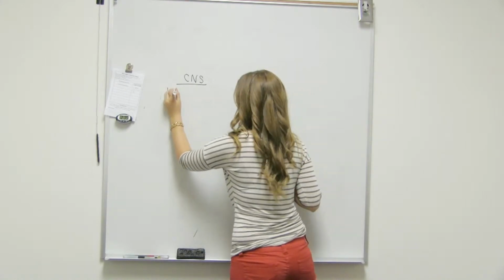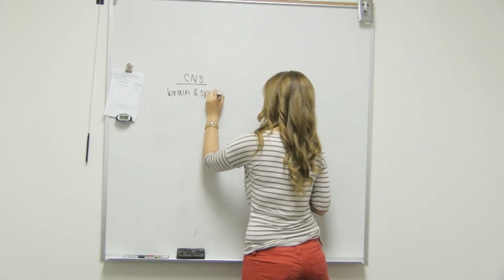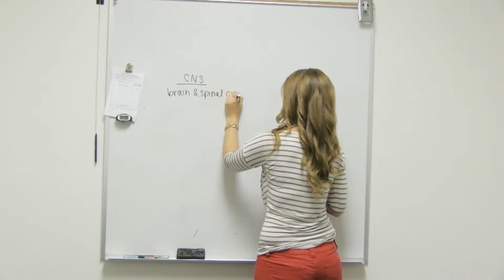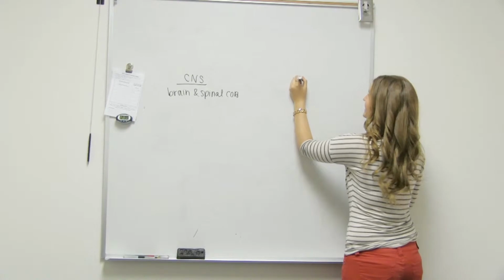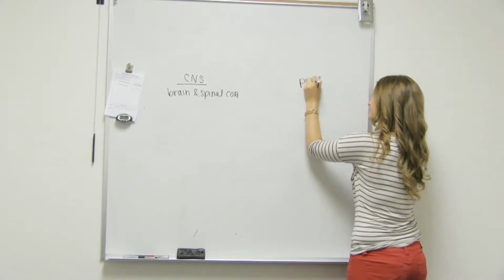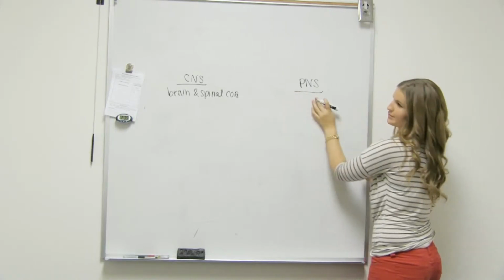So CNS is brain and spinal cord. Oh, I thought you said SNS. Oh, sorry, no, not your SNS. And then we have your PNS. What does P stand for? Peripheral, so just all your other things.